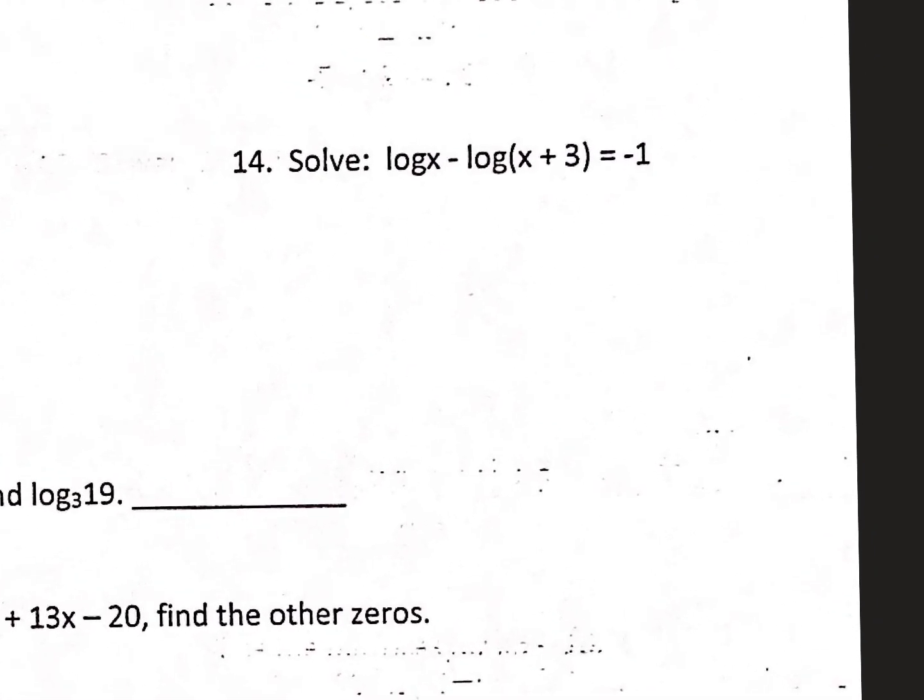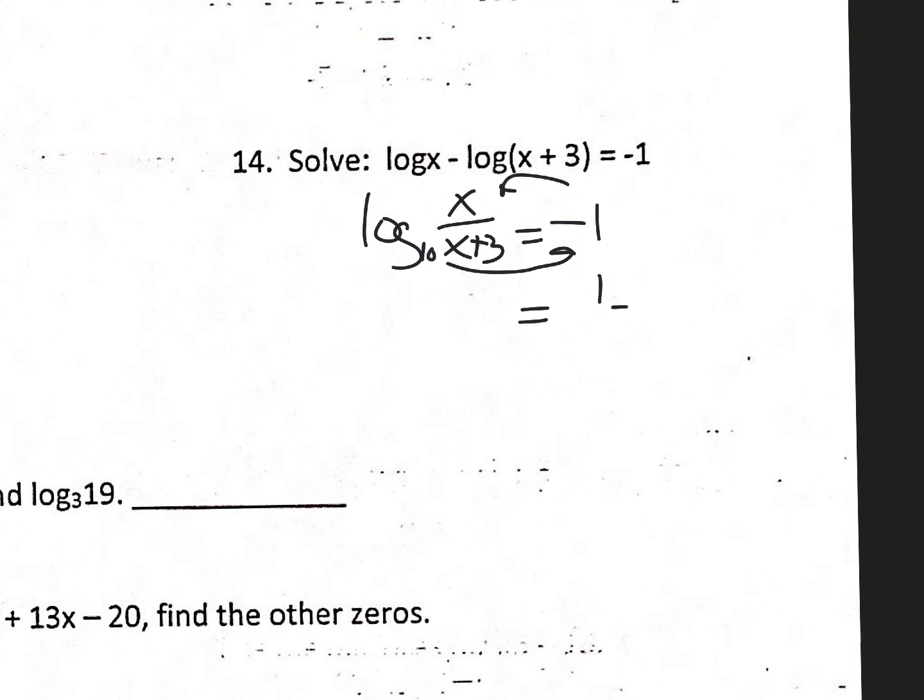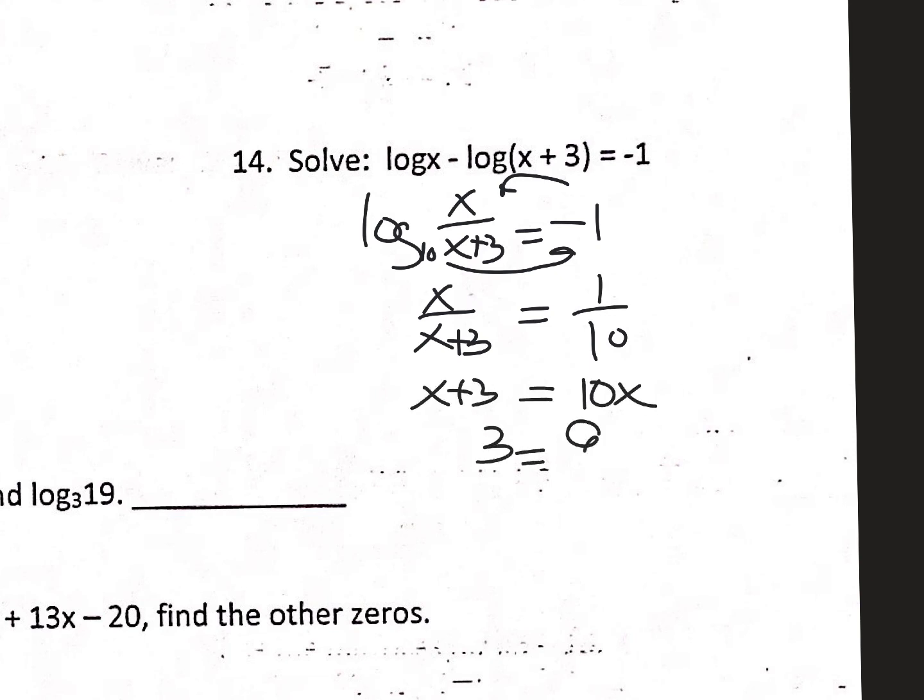Number 14, another law. I got subtraction here. Make sure you're looking for addition or subtraction. Subtraction, remember, you divide just like this. If it's addition, you multiply, so be careful. That's really base 10 right there. So I'm going to go 10 to that power equals that. 10 to the -1 power is 1/10. You got to flip it over: x equals x over x plus 3. Cross multiply. You get 10x is x plus 3. I'm moving the x over with the 10x. Dividing by 9, you get 3/9, which is really 1/3.